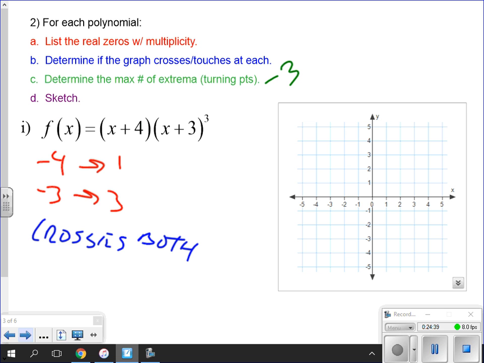And the last one, sketch it. Well, where are my zeros? My zeros are at negative 4 and at 3. And it has a power of 4, so it comes down and goes back up. I know it's going to come down, and it has to come back up somewhere, so it's going to do something like that. For what we know right now, that's the best we can do. With your current knowledge, you cannot do better than this.